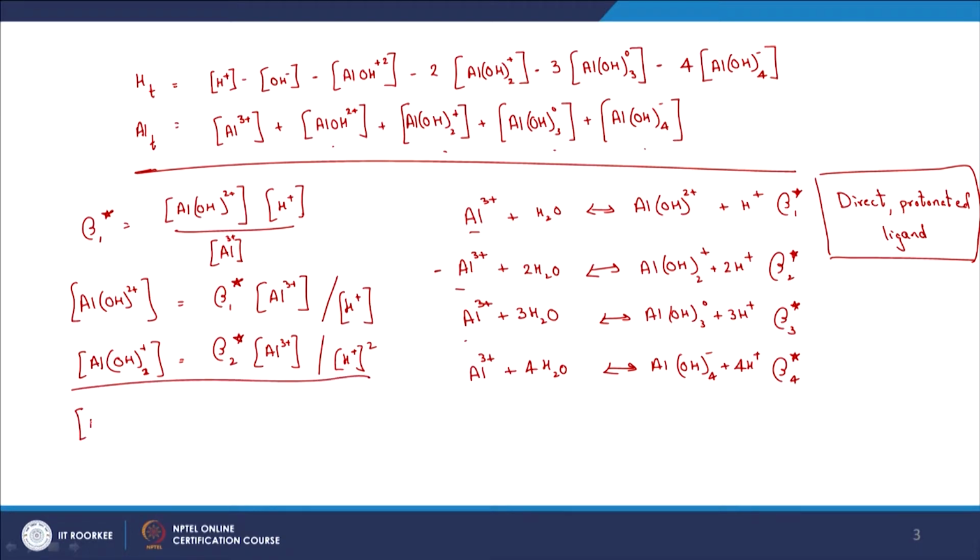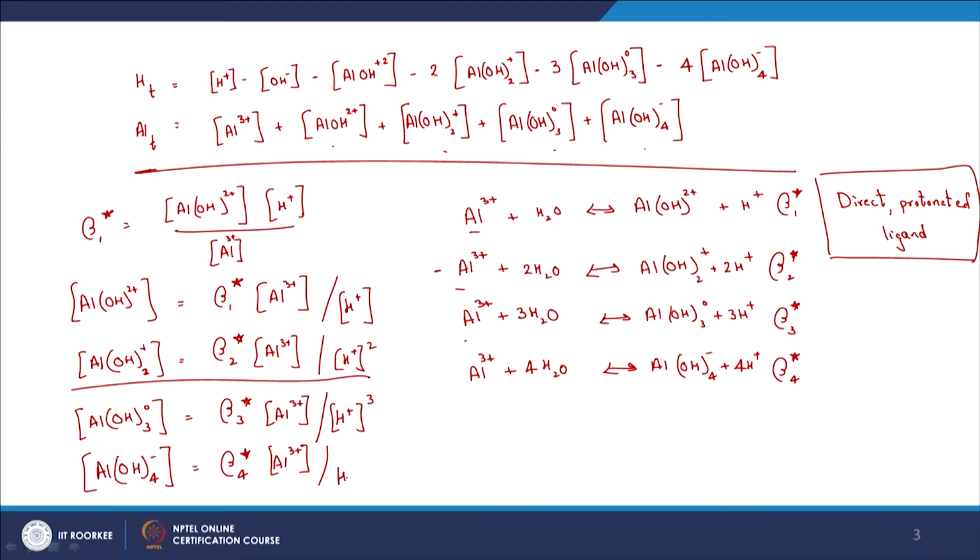And next up would be AlOH thrice, 0 charge, which would be equal to beta 3 star into Al3+ divided by H+ cubed, right. And similarly AlOH4 with 1 negative charge is going to be equal to beta 4 star into Al3+ concentration by H+ concentration to the power of 4, right.